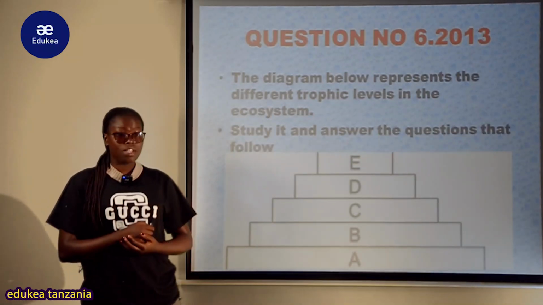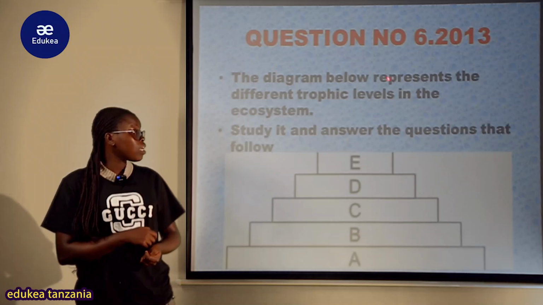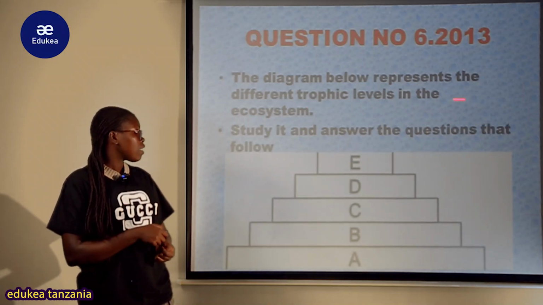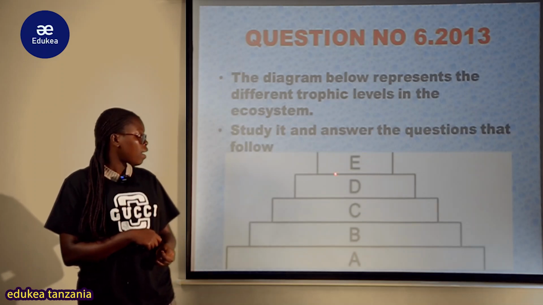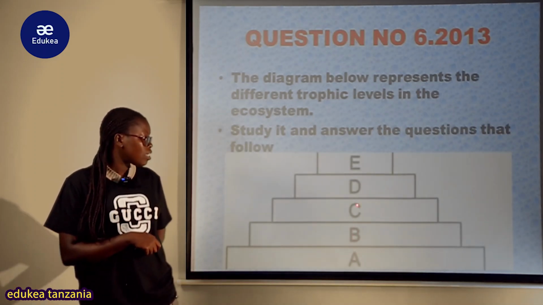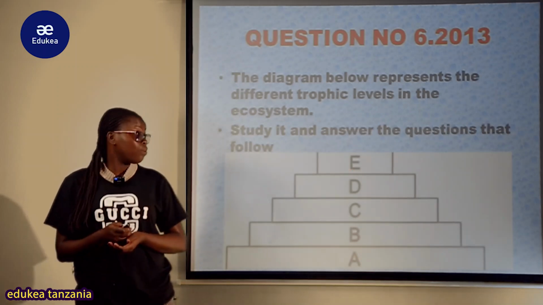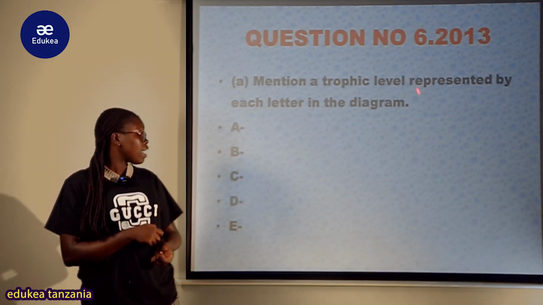The last question is question number 6 for the year 2013. The question stated that the diagram below represents the trophic levels in the ecosystem. Study it and answer the questions that follow. You are given at the very bottom A, the second is B, C, D and E is the final. Question A, mention a trophic level represented by each letter in the diagram.